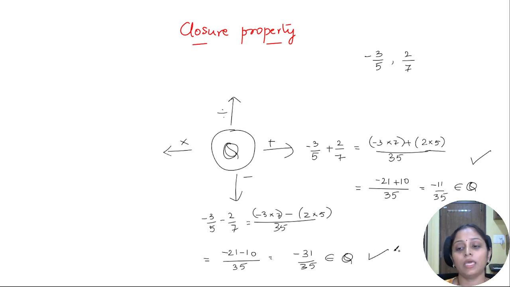So this is a rational number. So we can conclude that rational numbers are closed under subtraction.